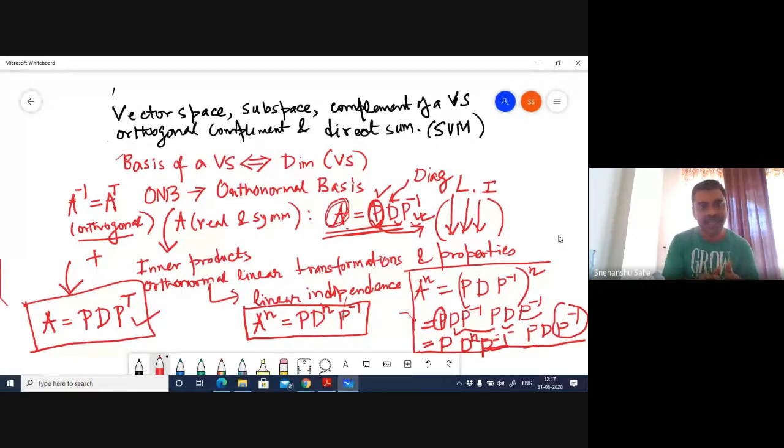Then any vector space can be decomposed into one subspace and its orthogonal complement. You can write that vector space as a direct sum of that subspace and its orthogonal complement. So what is a direct sum? This direct sum is nothing but you take the algebraic sum of these two subspaces, the subspace and its orthogonal complement, and that will give you back the original vector space. And also the intersection of the subspace and its orthogonal complement is null.